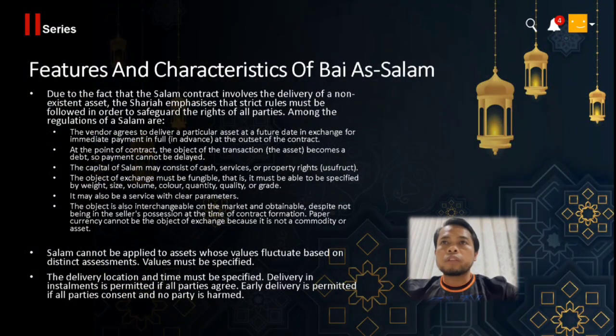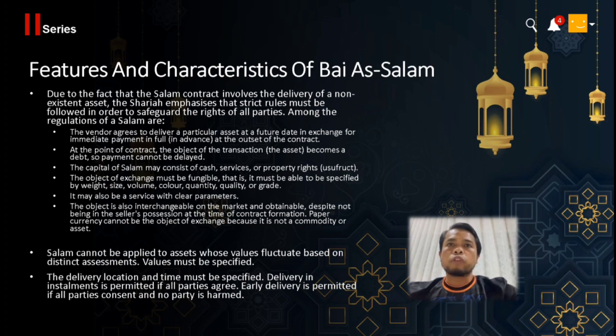Features and characteristics of Salam. Because Salam contracts involve the delivery of non-existent assets, the Sharia emphasizes that strict rules must be followed in order to safeguard the rights of all parties. Among the regulations of Salam are: the vendor agrees to deliver a particular asset at a future date in exchange for immediate payment in full in advance at the outset of the contract.